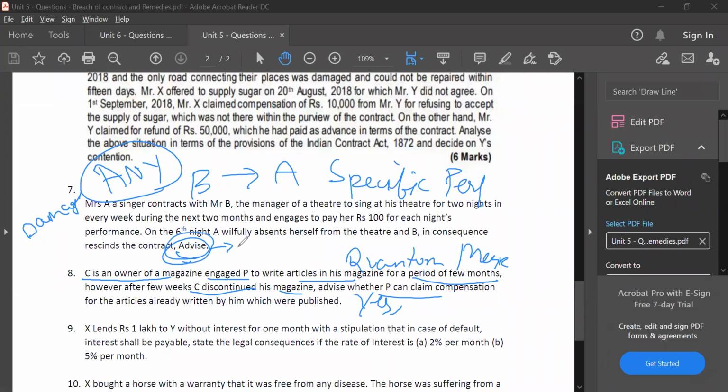But in the exam, this kind of question won't come, so don't worry. If a similar question comes, they will also write one more sentence: advise about specific performance, advise about quantum meruit. Then you can explain that point. They will ask to explain the viewpoint of A or the viewpoint of B also.